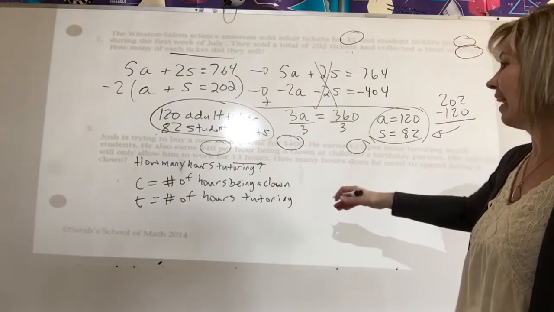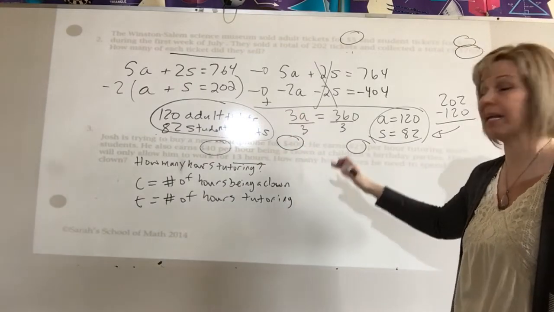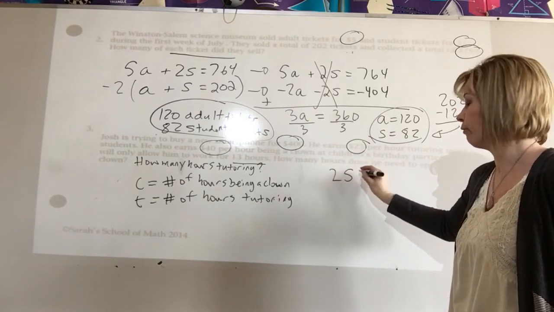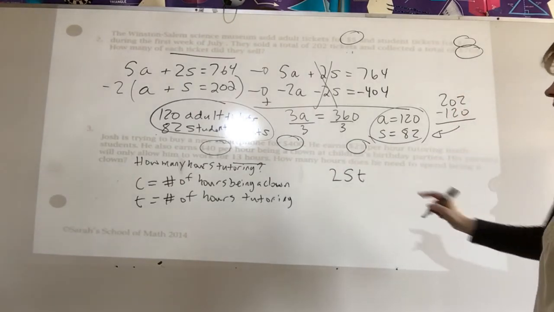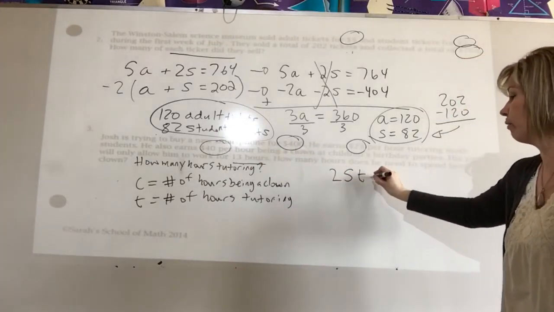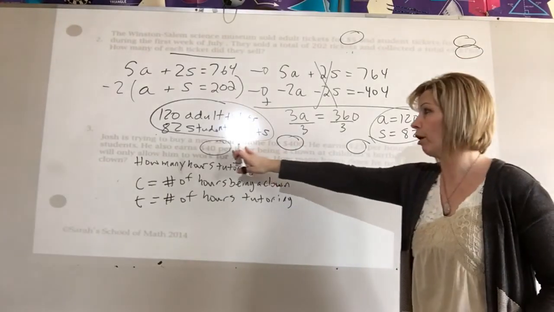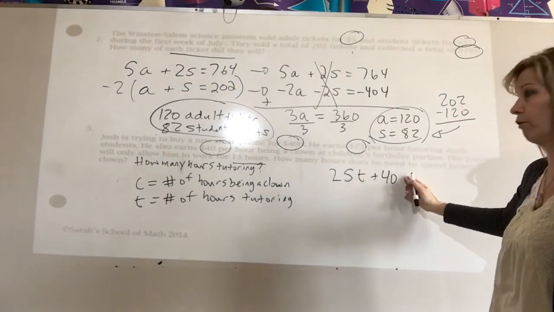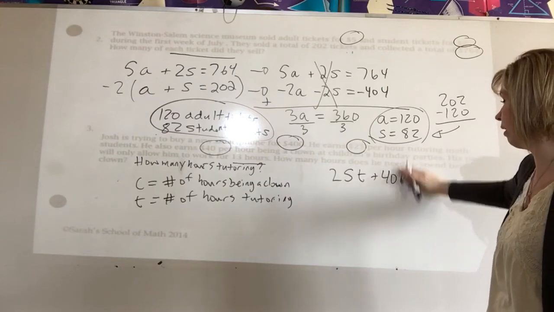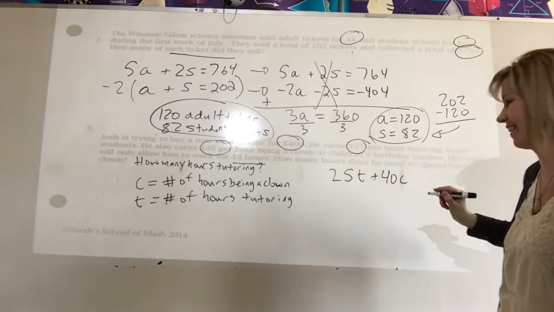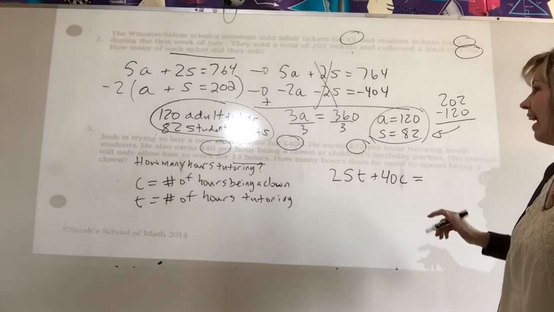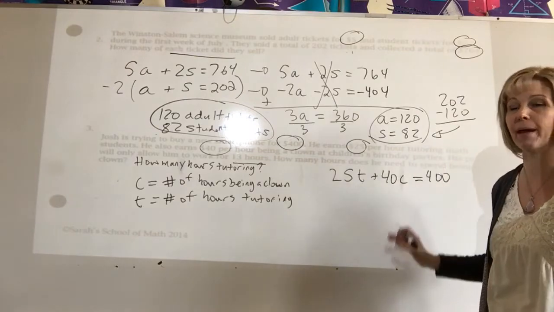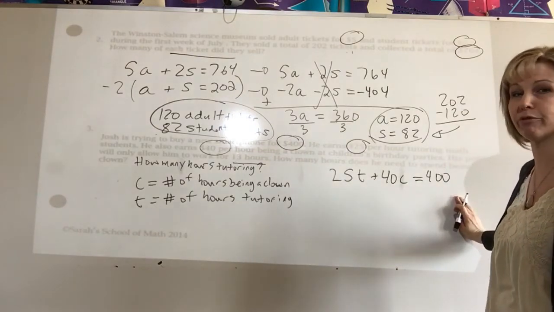Here we go. So let's put all the money information. We have $25 for each hour of tutoring. And then we have $40 per hour for being a clown. So remember, per always means multiplication in math. So we have 25T for tutoring, and 40C for being a clown, equals a total of $400. So you put all of the same information together. So we have all of the money information.